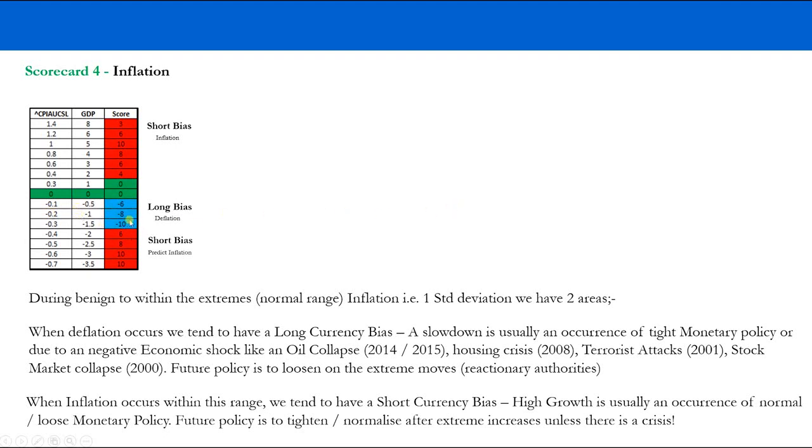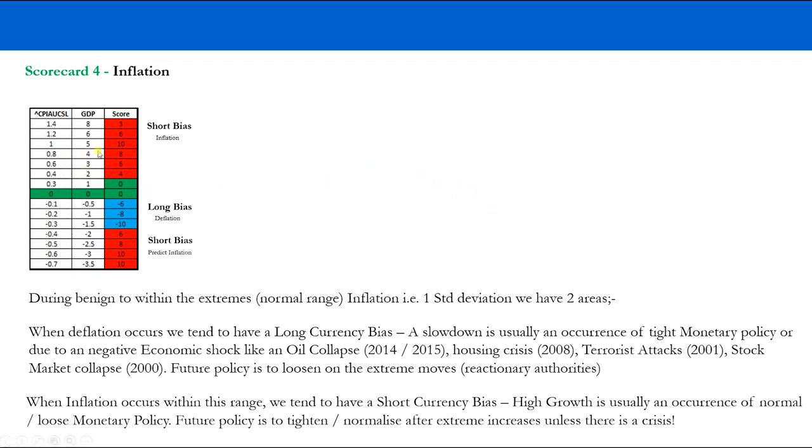The future policy is basically to loosen on the extreme moves. So we get a reaction from the Fed when we get extreme moves in the CPI. So when deflation is creeping, we have a long currency bias. When deflation in terms of magnitude is extreme, we have a short currency bias. And when we look at the opposite side of the scale, so when inflation occurs, we tend to have a short currency bias. So when we have it within the normal range, we have a 0 for complete normality, but then we start to have a short currency bias with low scoring getting higher. So when inflation occurs in the normal range, we assign 0, but then we have a short currency bias when it comes outside the bounds of normality.